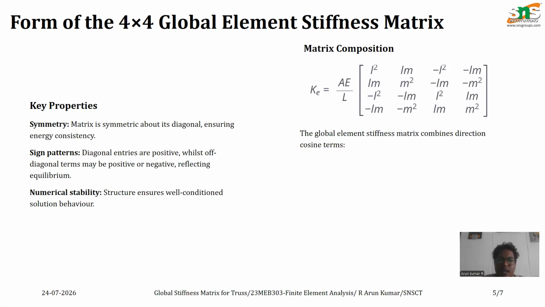What are the key properties of the global stiffness matrix? The first is symmetry, then the sign pattern, and numerical stability. Symmetry means the matrix is symmetric about the diagonal, ensuring energy consistency. For the sign pattern, the diagonal entries are positive, while the off-diagonal terms may be positive or negative, reflecting equilibrium. Numerical stability ensures well-conditioned solution behavior.